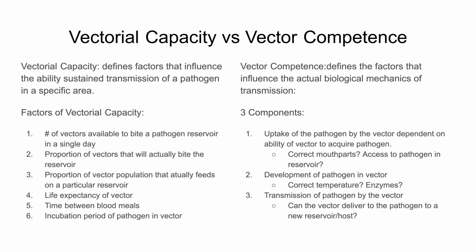When we look at vector competence, it's about the factors that influence the mechanics. So the three major components of competence are the uptake of the pathogen by the vector. Is it dependent on the ability of the vector to get the pathogen? Do they have the right mouth parts? Is the proboscis strong enough? Is it long enough? Do they inject an anticoagulant so there's no blood clotting if they're blood feeding? Are they biting? Or is it a solid? What's the actual mechanism occurring?